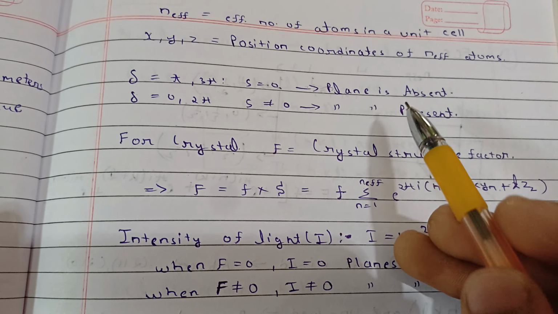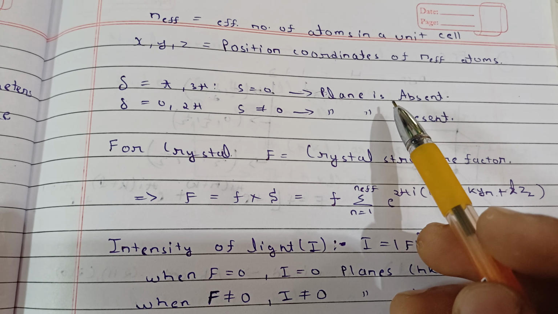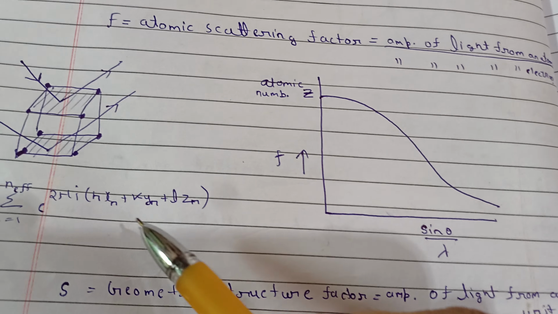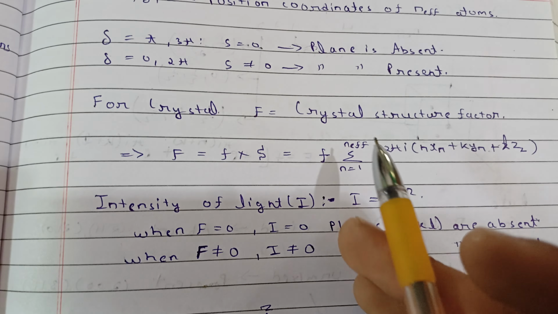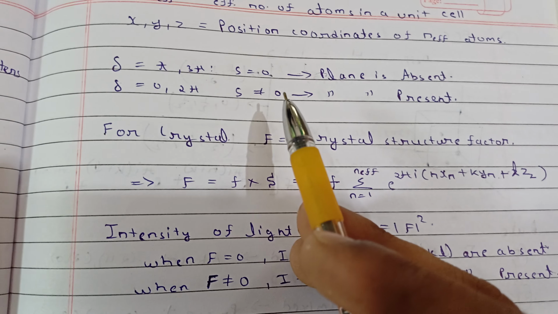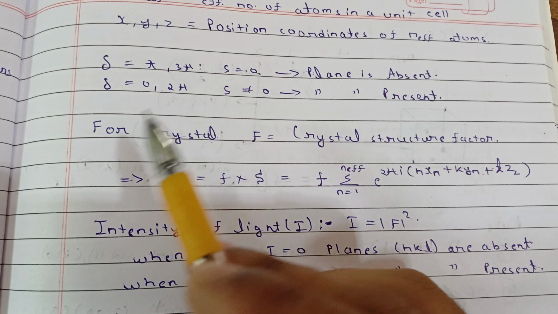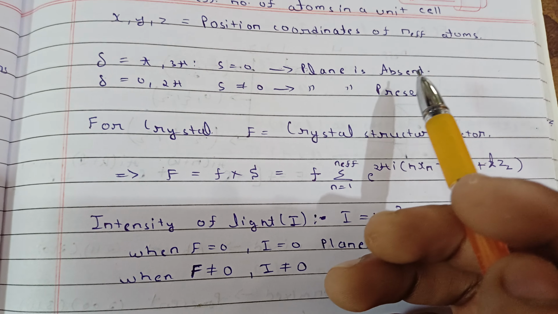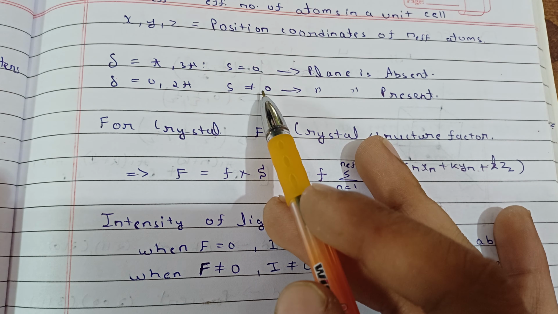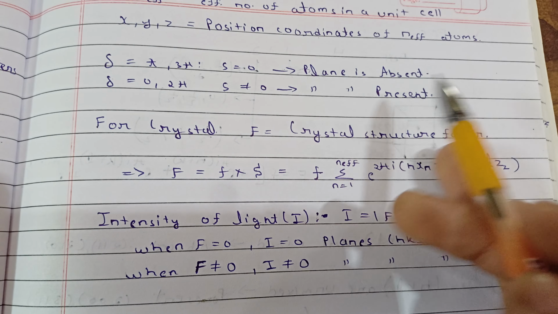So what planes are we talking about? These are the planes with Miller indices HKL. So we will take the Miller indices of any plane and substitute here, and if we get S equal to 0, then that plane, for which we put the Miller indices, will be absent. And if it comes out to be non-zero, then we will say that plane is present.